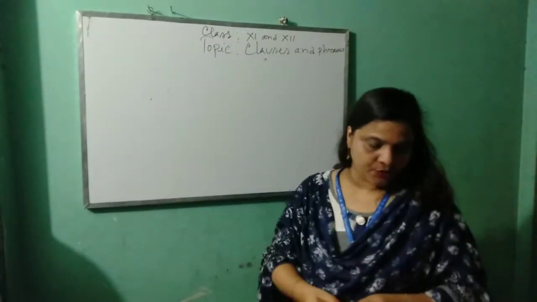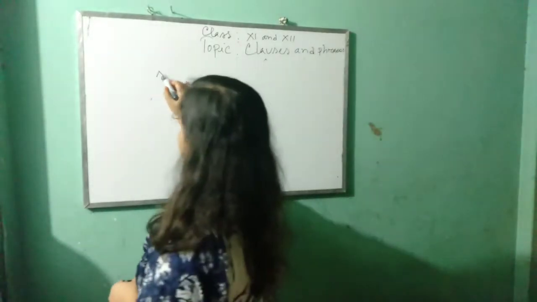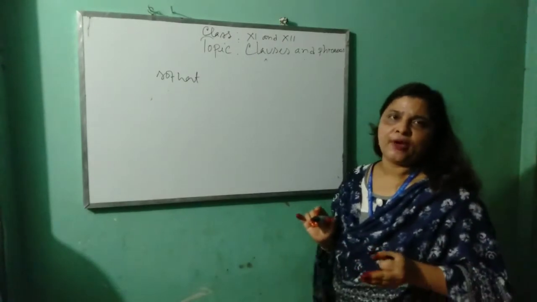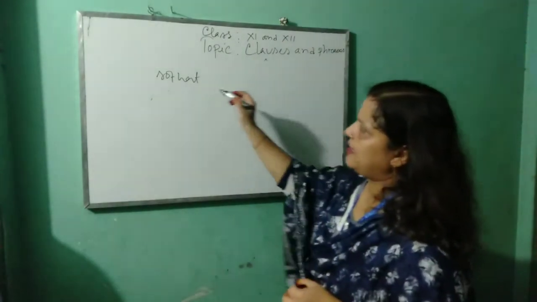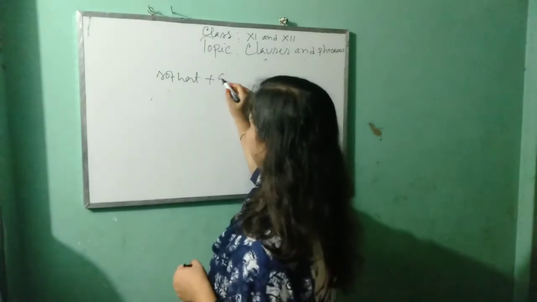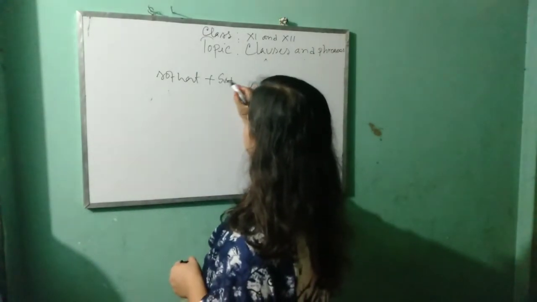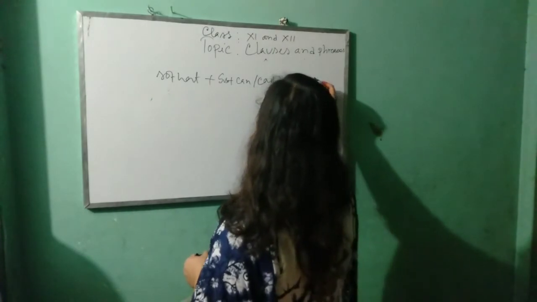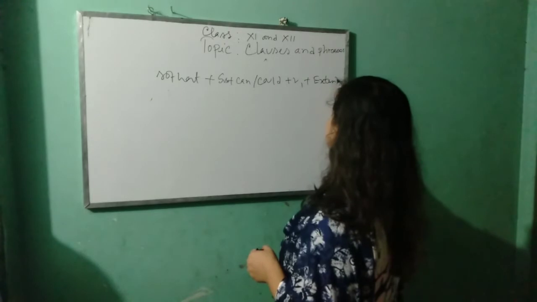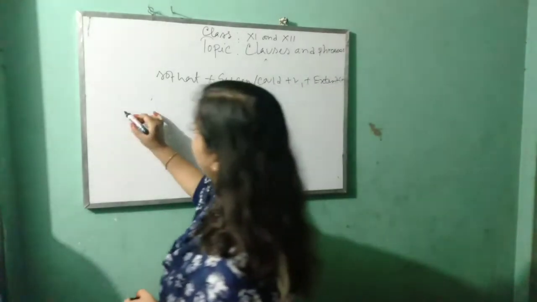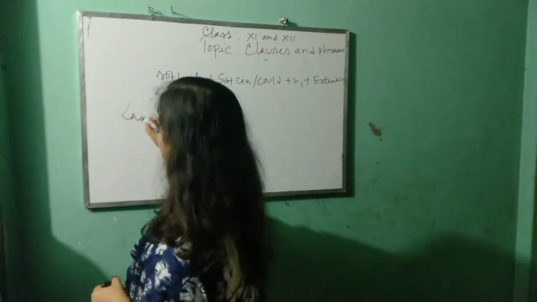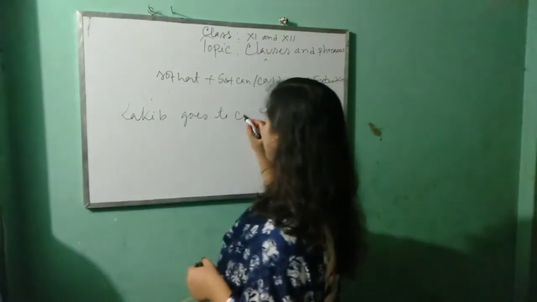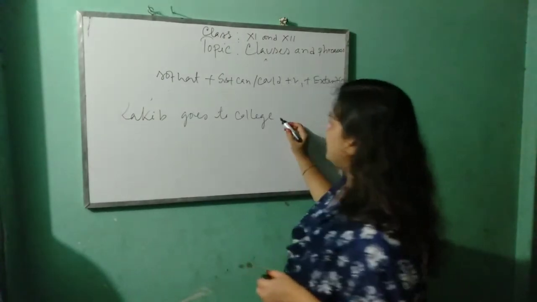First of all, I need to say "so that". Very often in every examination you have to answer this structure: so that plus subject plus can or could plus verb 1 plus extension. Suppose I can say, Rakib goes to college, okay, so that.